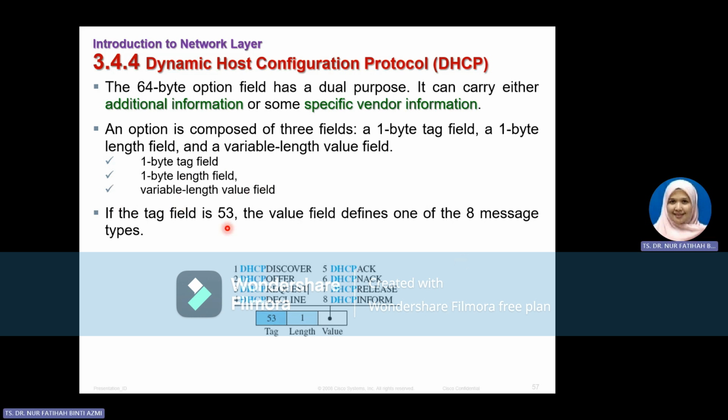So, let's see an example. If the tag field is 53, the value field defines one of the 8 message types. In this particular example, the value field is used to define one of the 8 fundamental DHCP message types. So this is how the DHCP client and server communicate the different stages of the IP address process.